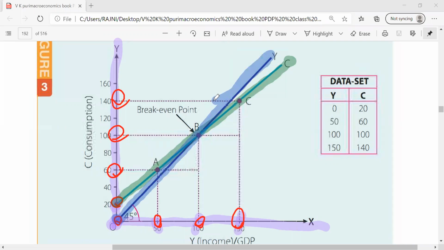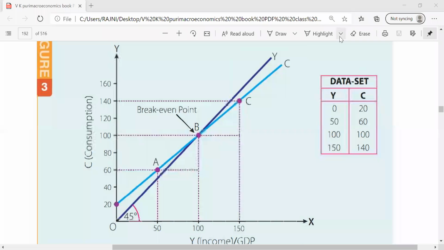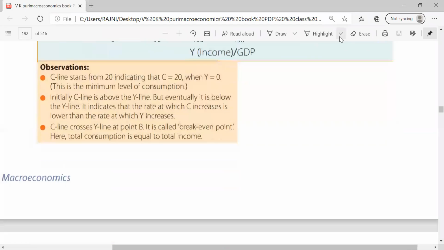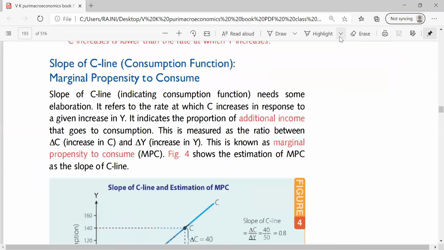And this is our point where both of these coincide with each other. This point is known as the break-even point, where the income is equivalent to the consumption. No saving, no extra amount is there. Whatever income a consumer is earning, that entire amount is going to be spent by the consumer. So this is the diagrammatic presentation of the consumption function.